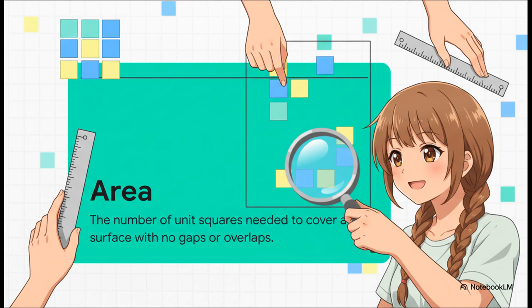And that leads us right to the core definition. The area of any shape is, well, it's just the number of these little unit squares you need to perfectly cover the whole thing. No gaps, no overlaps, just a perfect tiling of squares. That's it. At its heart, finding the area is really just about counting squares.